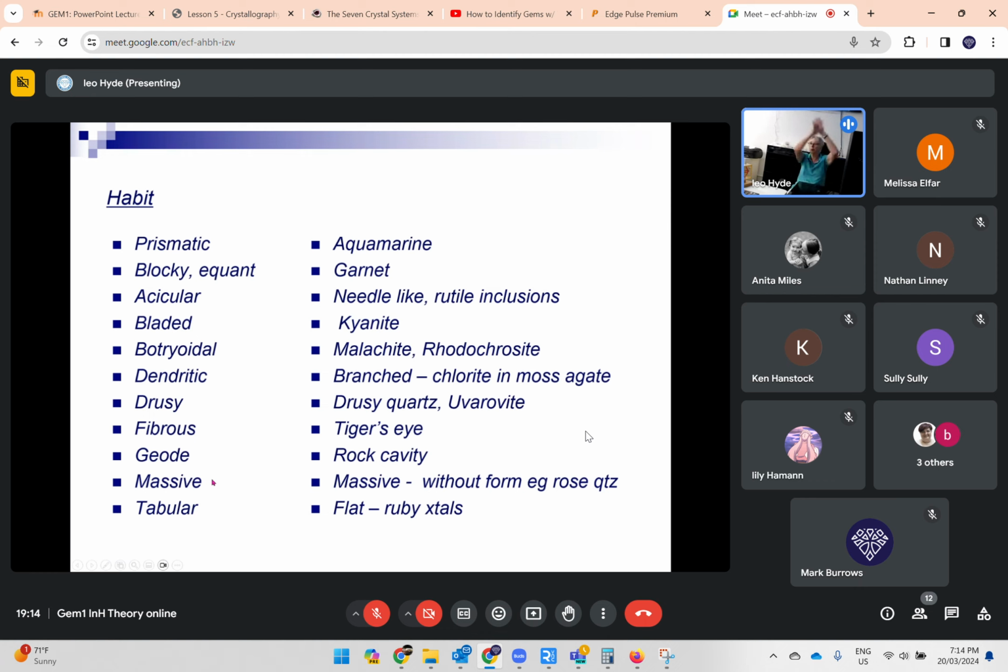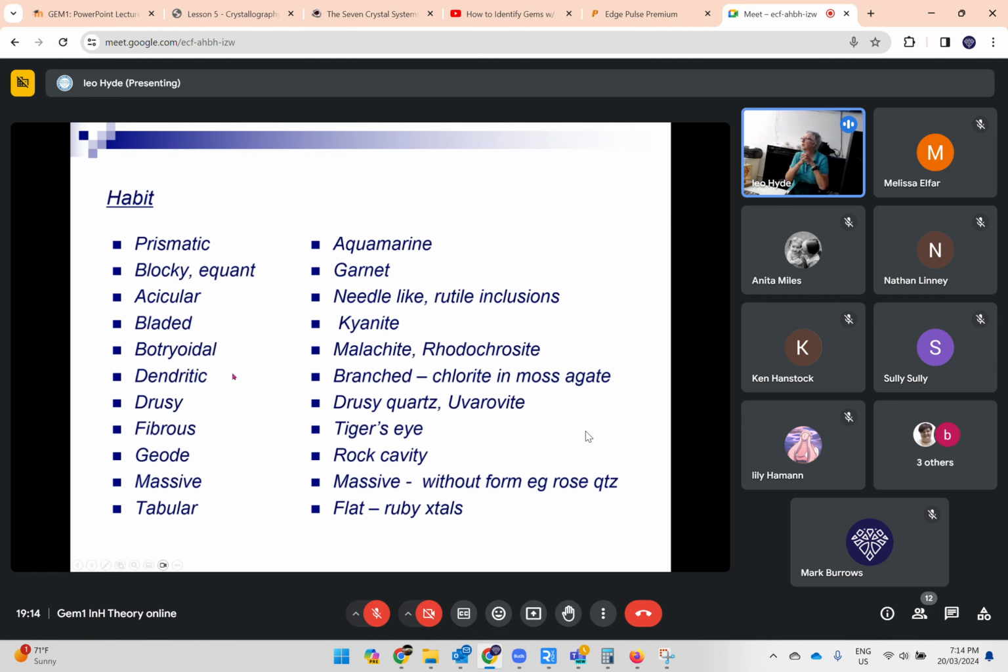Massive just means like rose quartz, you get a big blob. A geode means like a vug, V-U-G or V-U-G-H, which means there's been a break in the rock, and so it ends up in a little cavity. Fibrous, well, we all know what tiger's eye looks like, where there are all these parallel fibres, so it looks like fibres, okay?